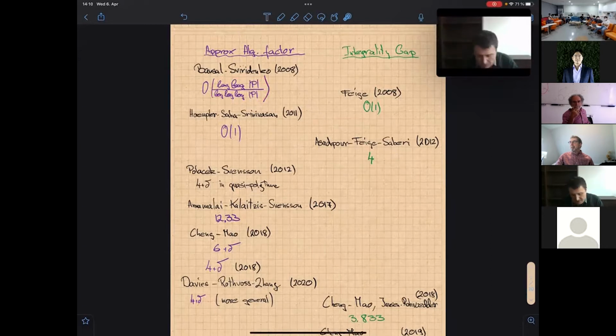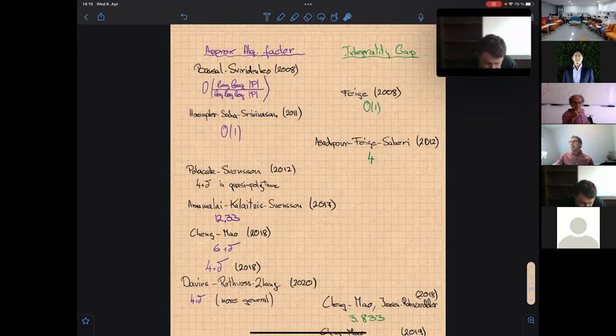And the development, I wrote two columns. One is about the approximation algorithm factor, and the other is the integrality gap. And they went parallel, and the integrality gap always went a little ahead. So Feige gave an algorithm using the local lemma many times, which gave a constant factor, which was an integrality gap. Yeah, so it was a huge constant, but it was at least a constant.